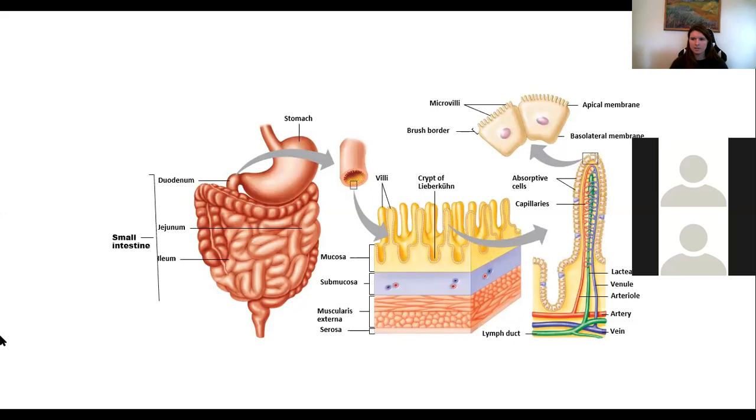So here is a full image of what we would be looking at when we're looking at our small intestine. We've got our parts: duodenum, jejunum, ileum. We've got our layers of the GI tract, like always: mucosa, submucosa, muscularis externa, serosa. The mucosa here has villi, and the cells of the villi have microvilli, increasing surface area for absorption.